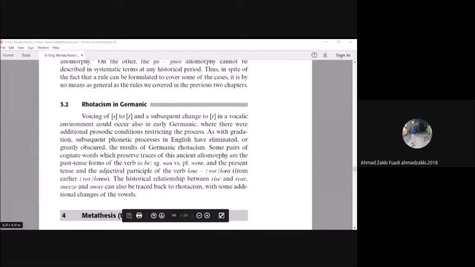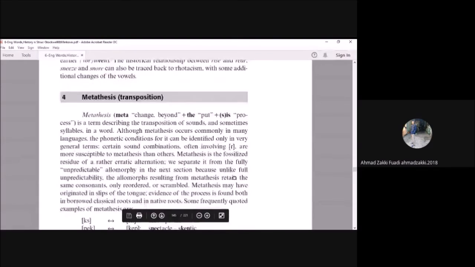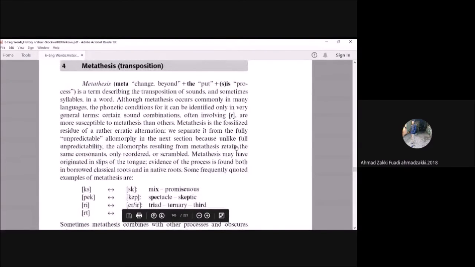Okay, thank you, Sabrina. So we have understood about rhotacism from the explanation by Sabrina. The next topic is metathesis. Who wants to explain about metathesis?